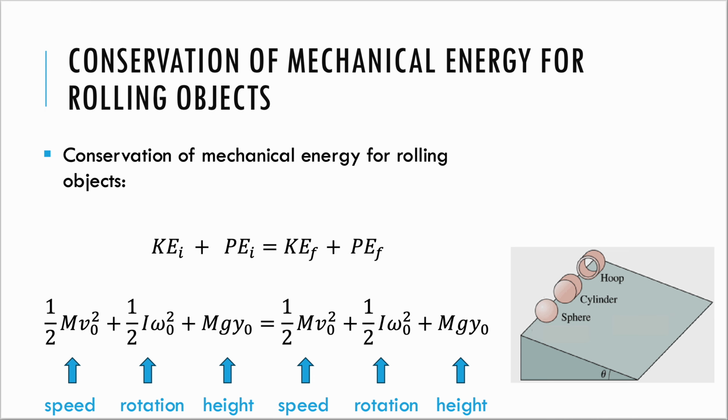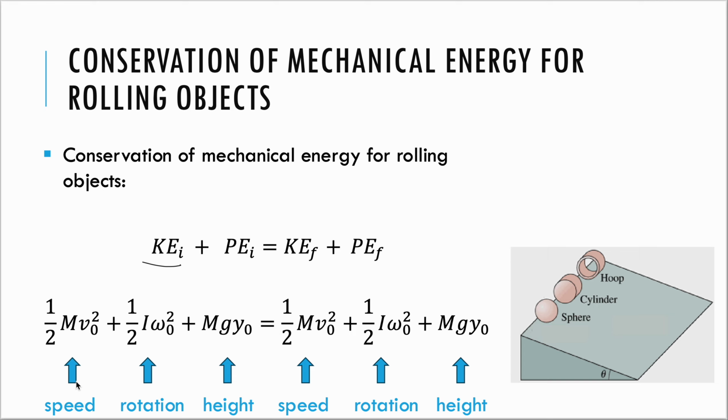Let's look at conservation of mechanical energy. When we have objects that are rolling, the sum of the initial kinetic and potential energy equals the sum of the final kinetic and potential energy. When we're rolling, we have 2 types of kinetic energies. We have the regular linear kinetic energy, 1/2 mv squared. And then we have the rotational kinetic energy, 1/2 I omega squared.